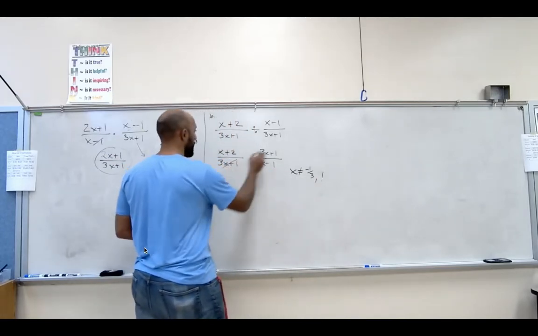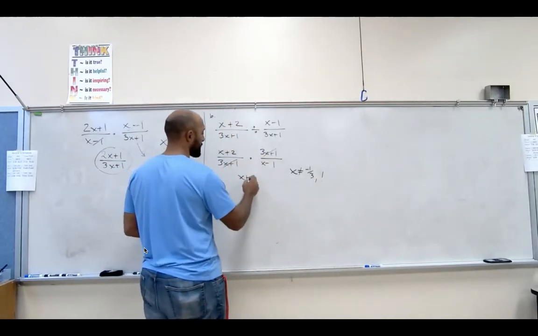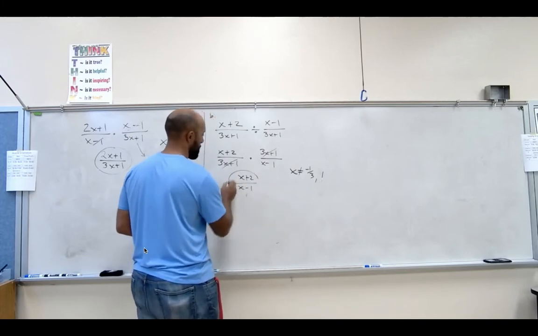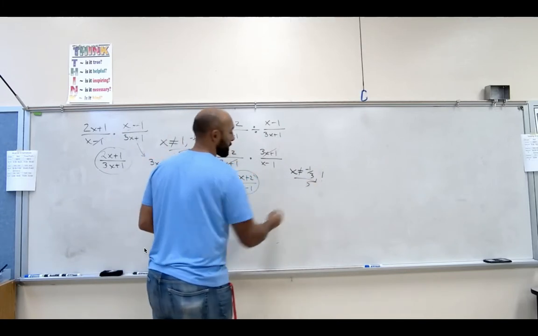Now we can cancel out the factors and end up with x plus 2 over x minus 1. Okay, with those excluded values there.